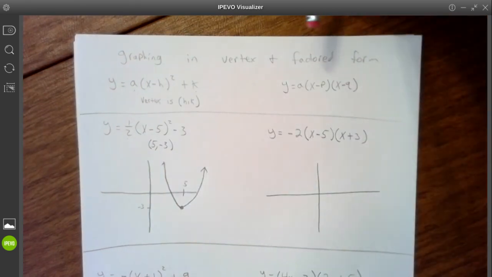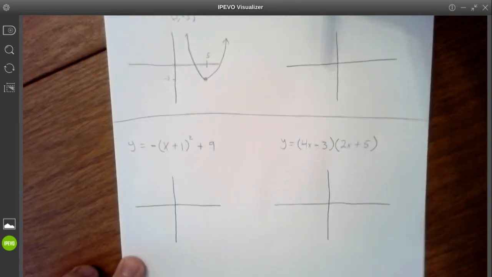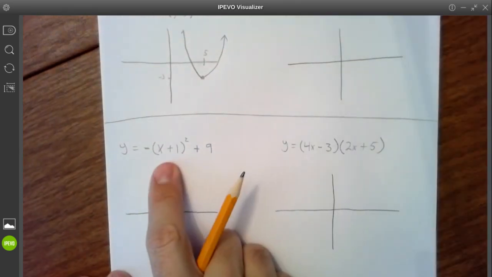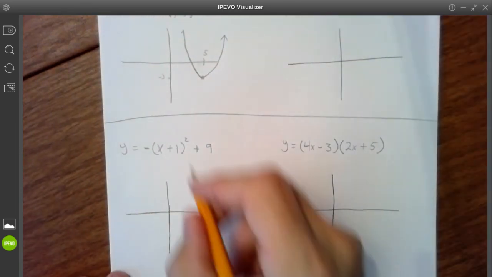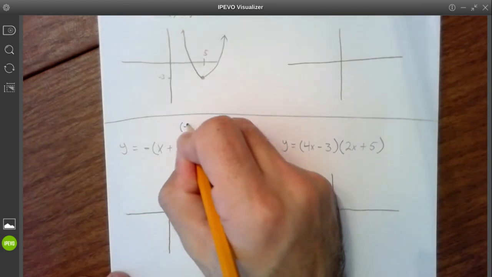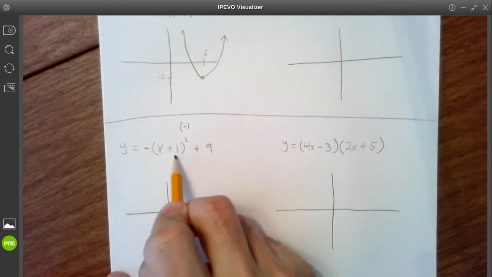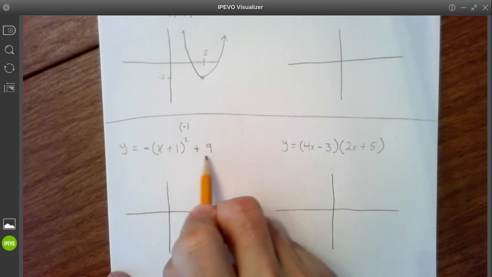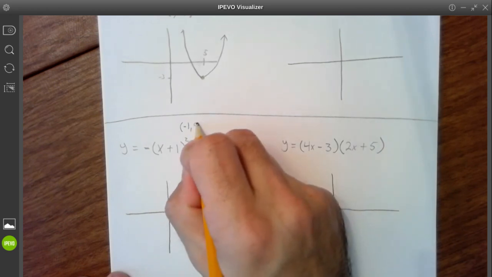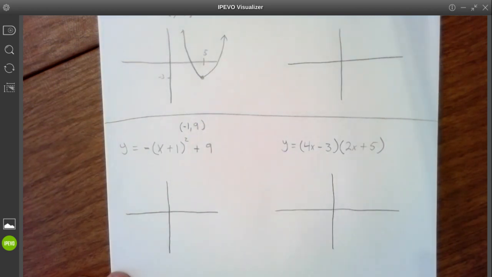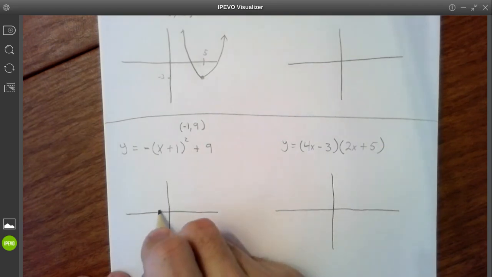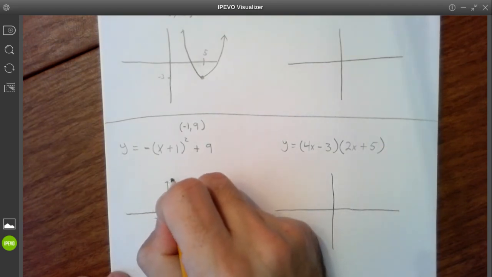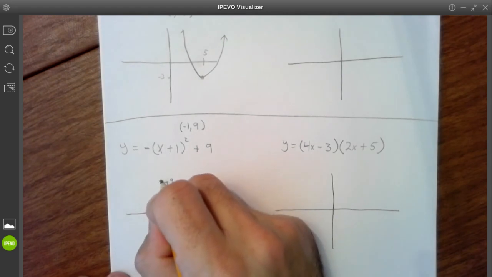Let me do it one more time. This one's in vertex form. My vertex is going to be -1 for the x value, all right, and then a +9 for my y value. So I'm going to plot that point, (-1, 9), somewhere up here in the sky.